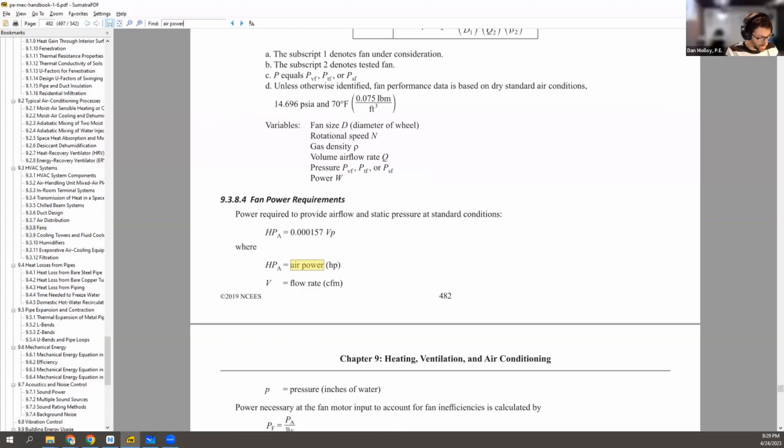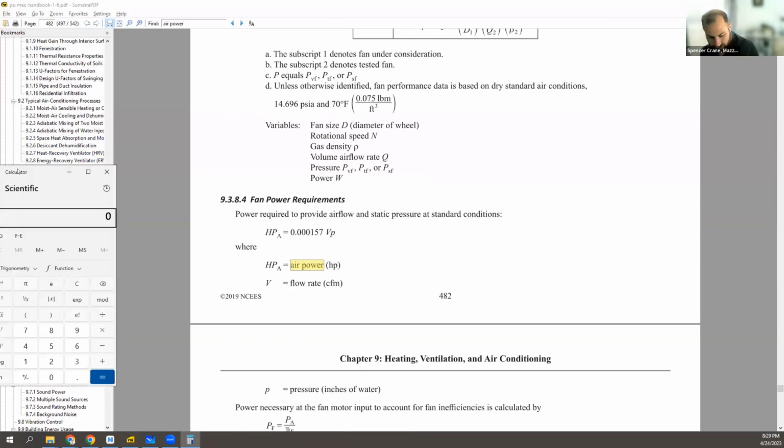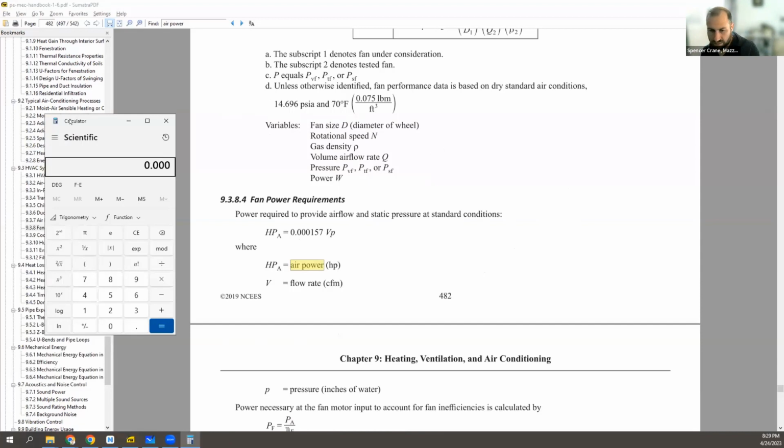Oh, wow. Look at that. Good find, Ryan. And then that pressure is inches of water. Okay. I do 1 divided by 6369. How about that? So the horsepower equals that decimal times V, which is the volume flow rate, times P, which is the pressure in inches of water.